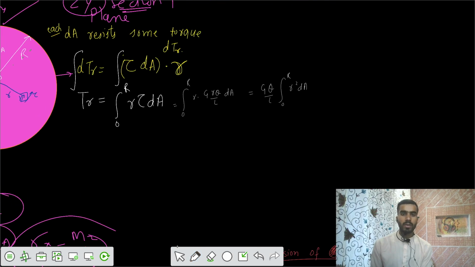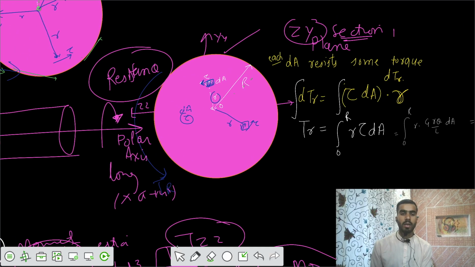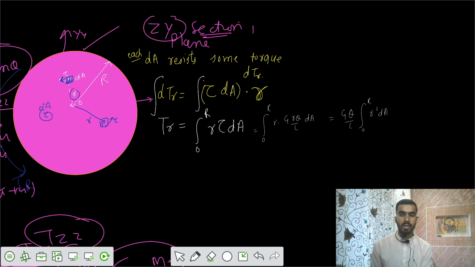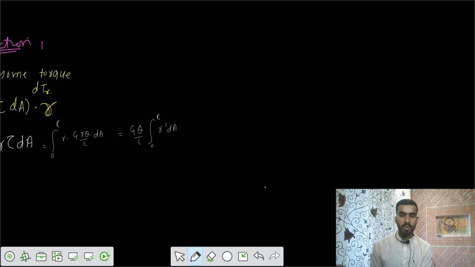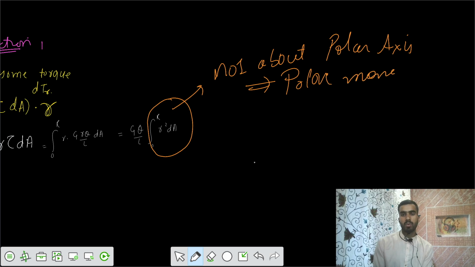Now for the torsion case, you have the section in the zy plane, but the rotation is about the x direction. Rotation is about the polar axis, so there should be some moment of inertia about that polar axis. So this is the moment of inertia about the polar axis, or long axis, that we call the polar moment of inertia.